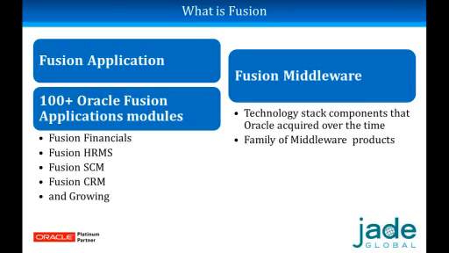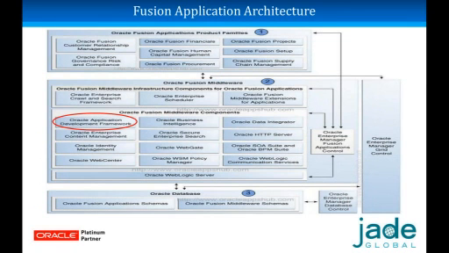Oracle Fusion applications are supported by something called Fusion middleware, which we'll be discussing in more detail. But in crux, it's the technology stack component which was combined together after Oracle acquired so many other companies and technologies. The entire middleware is based upon the Fusion architecture, which is nothing but a family of middleware products. So what exactly is Fusion application architecture?